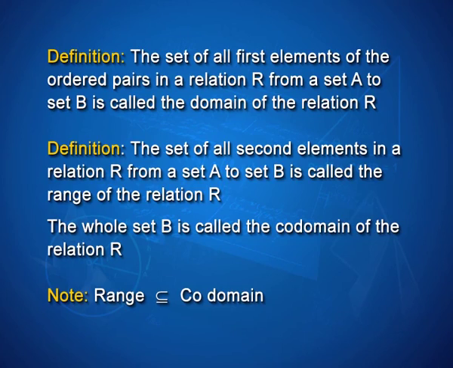So, the second element in that ordered pair is referred to as the image of the first element, and range is the collection of all the images. Keep these two definitions in mind, as we will be referring to and using them again and again. Also note that range and codomain are not always equal, but range is always a subset of codomain.